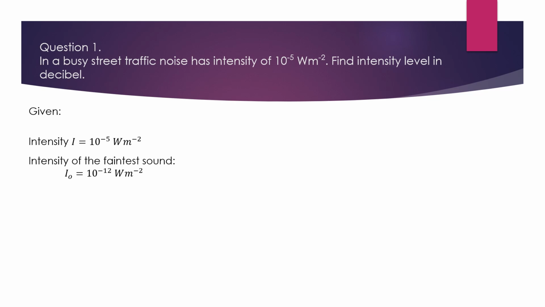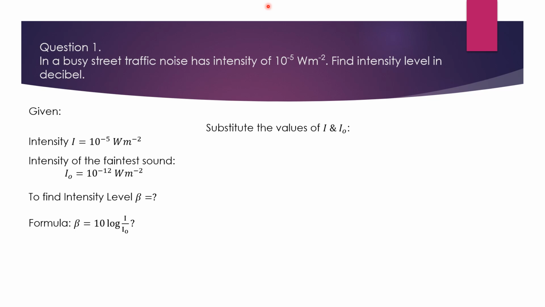The intensity of the faintest audible sound, that is the reference sound, is I naught equal to 10 power minus 12 watts per meter square. And we need to find the intensity level beta. The formula for the intensity level is beta is equal to 10 log of I over I naught. Now substitute the values of I and I naught. This becomes beta is equal to 10 log of 10 power minus 5 divided by 10 power minus 12.